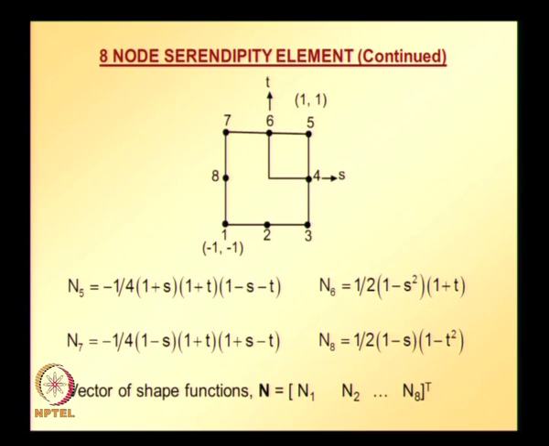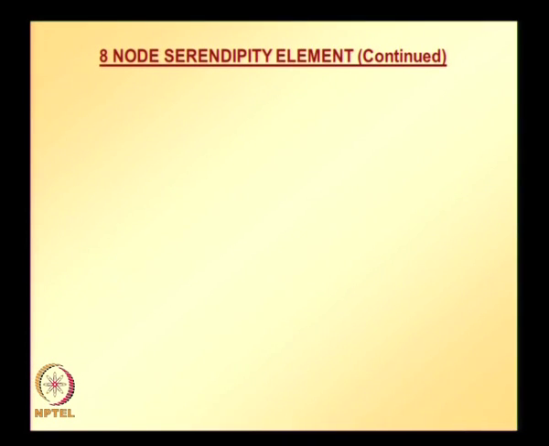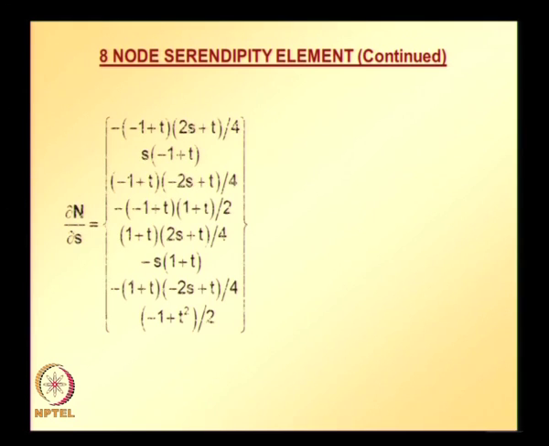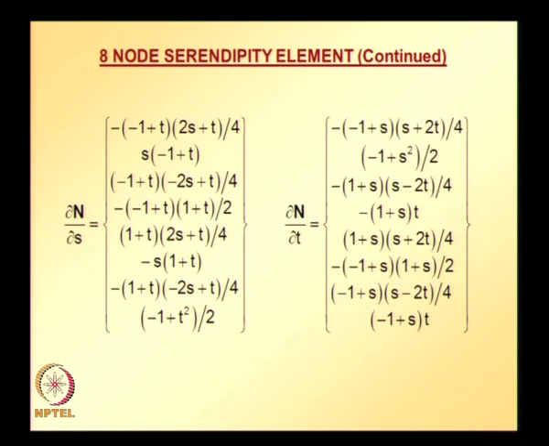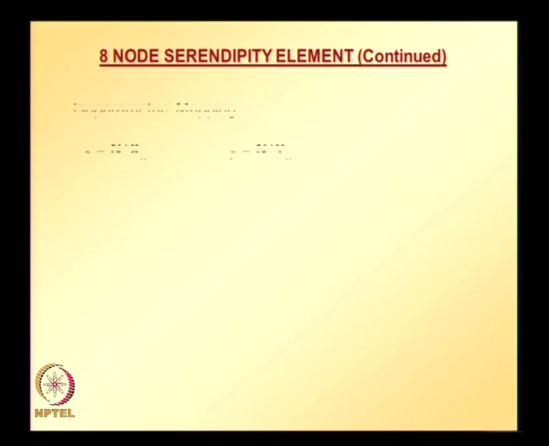Since we have all the shape function expressions, we can easily calculate the derivative of the shape function vector with respect to s, and the derivative of the shape function vector with respect to t, because these two vectors are required for finding the determinant of Jacobian. So, now let us see what is isoparametric mapping for the 8 node serendipity element.